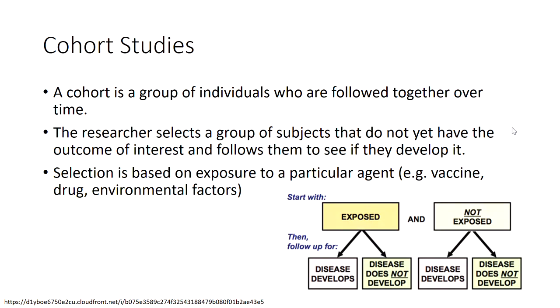Selection is based on exposure to a particular agent, such as a vaccine, a drug, or an environmental factor. So you'll have a cohort that's been exposed, and you'll have a cohort that's not exposed, and you'll follow both cohorts and then determine if the disease develops or does not develop in each one. If you just did exposed, then you wouldn't be able to compare them to the not exposed. You need both groups, because otherwise you might find out that the disease actually develops more in people who weren't exposed versus the exposure group. So you need both groups in order to compare them to infer the causality of your exposure to the disease.